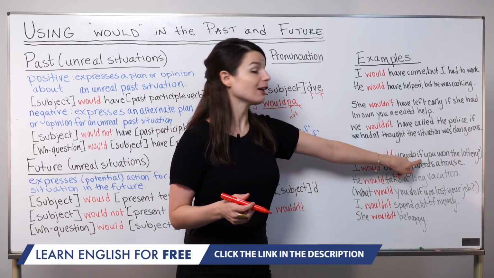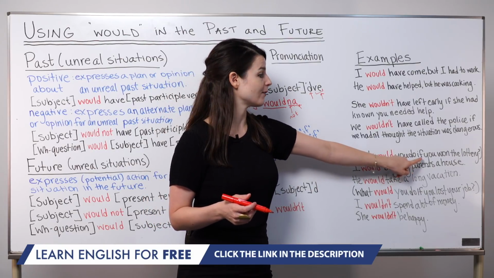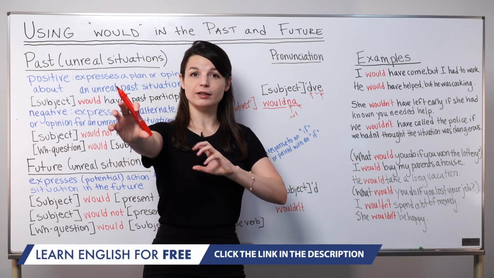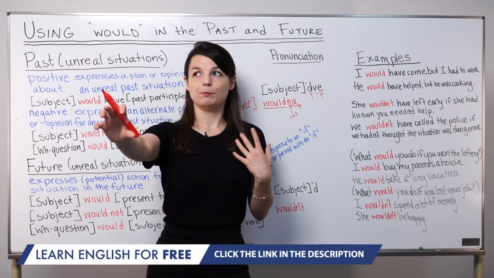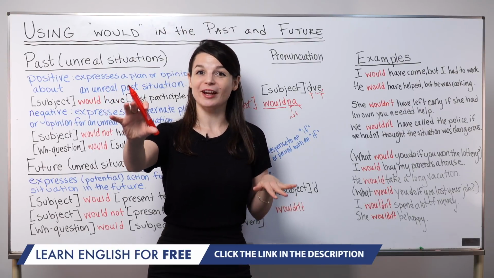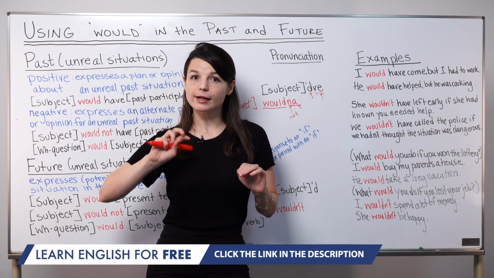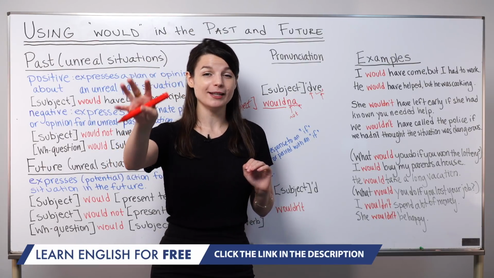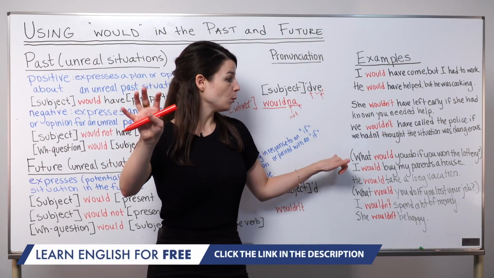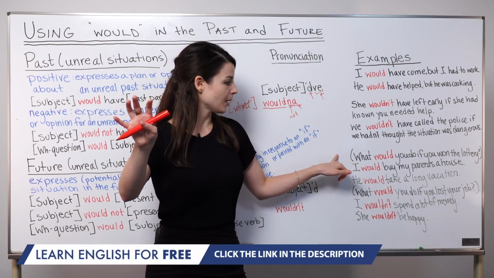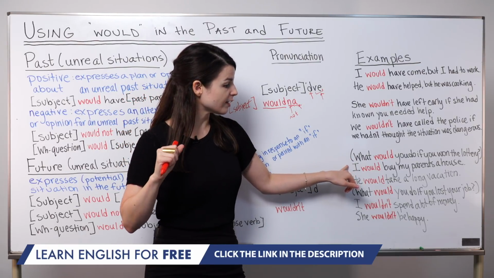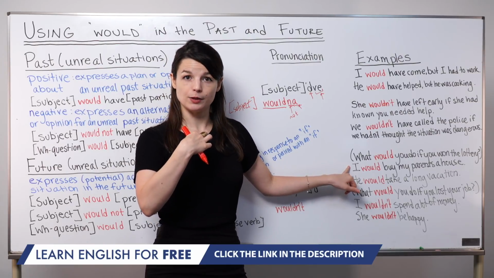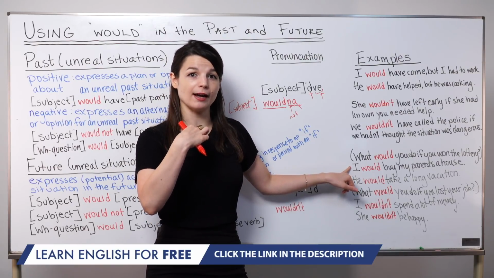So here we see if you won the lottery. Here we have this if part. So this is a future unreal situation. It's possible, there's maybe a low chance of it happening, but we're talking about your future actions or maybe your future plans or opinions here. So what would you do if you won the lottery? The speaker's response in this case, I would buy my parents a house.